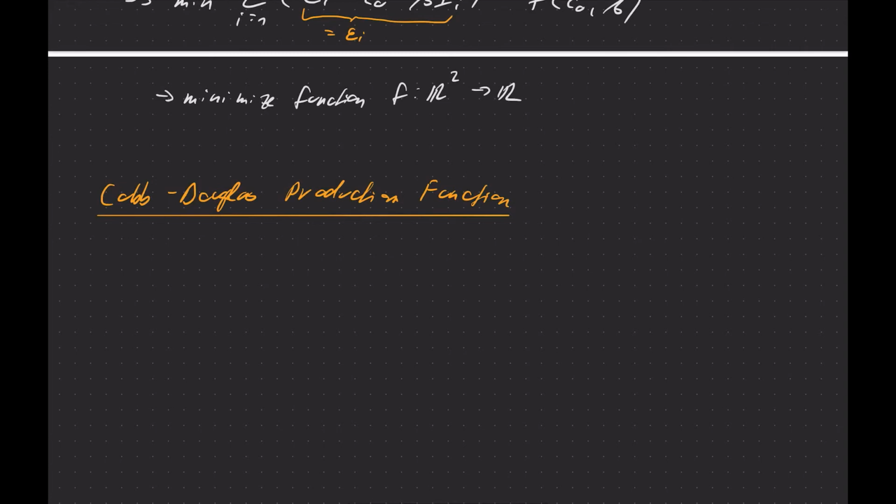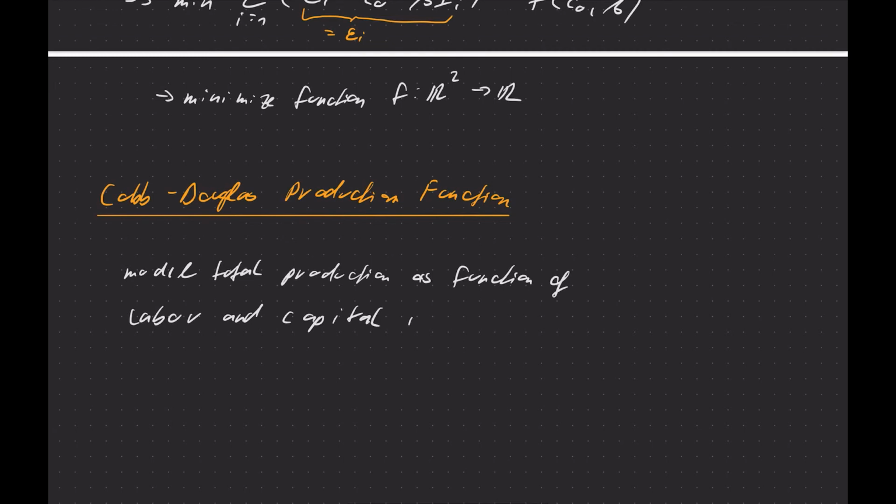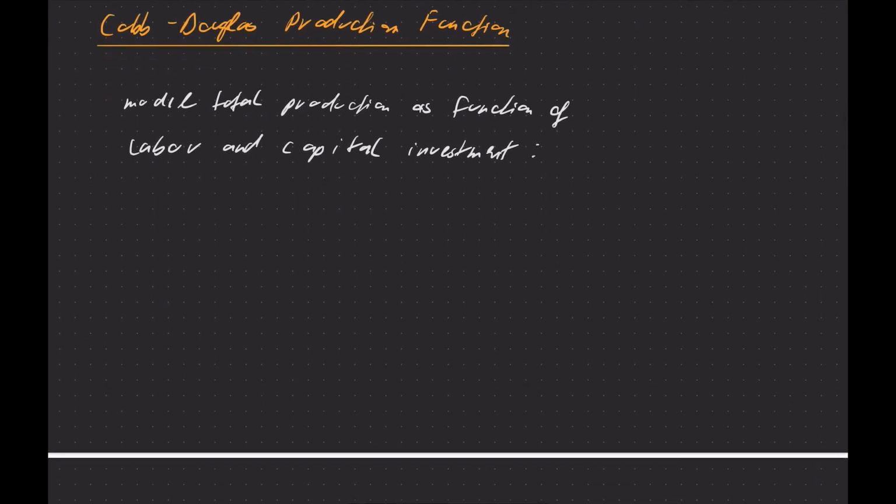Yeah, so total production as a function of labor and capital investments. And Cobb and Douglas, among others, hypothesized that this is best modeled through a relation like this. Here, Y is the total production.